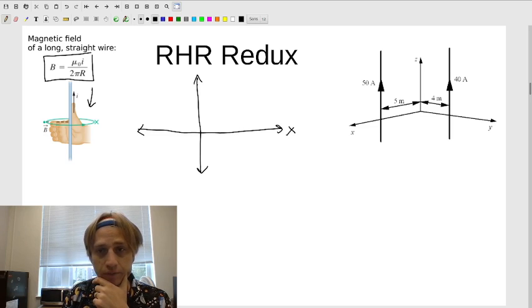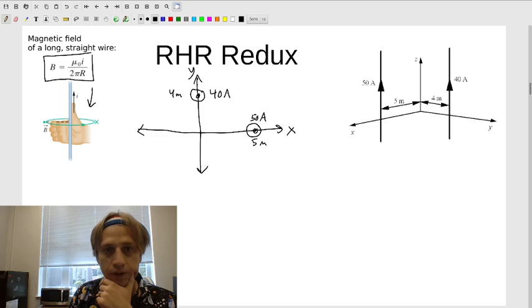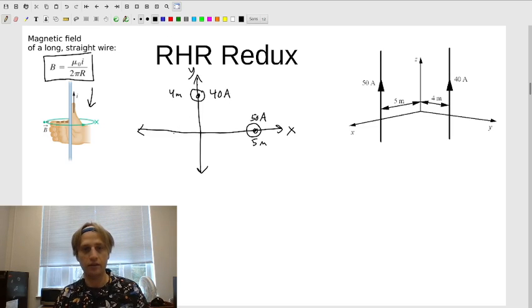Here's X, there's Y. Okay. And then looking down on it, we would have here at 5 meters, we've got a 50 amp current coming out of the page. At 4 meters, we have our 40 amps. And let's try it again.